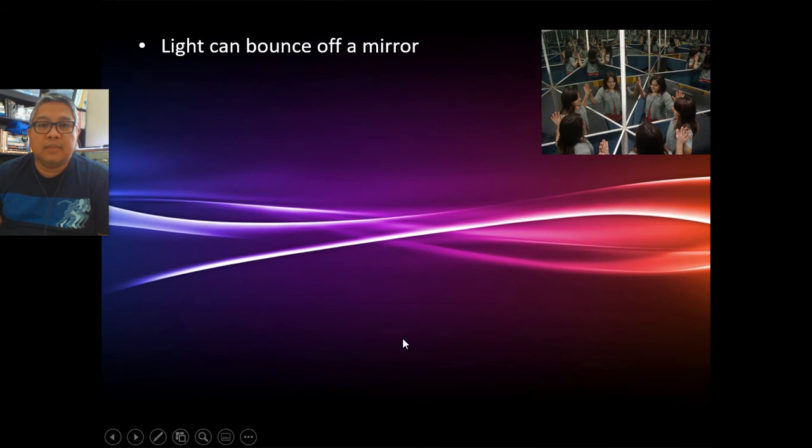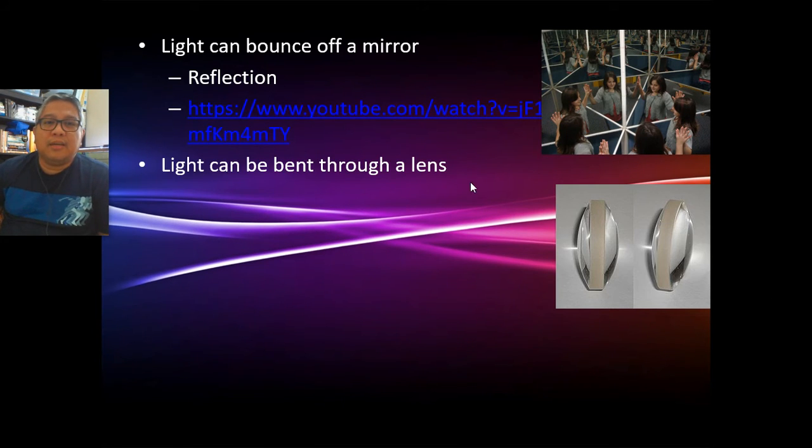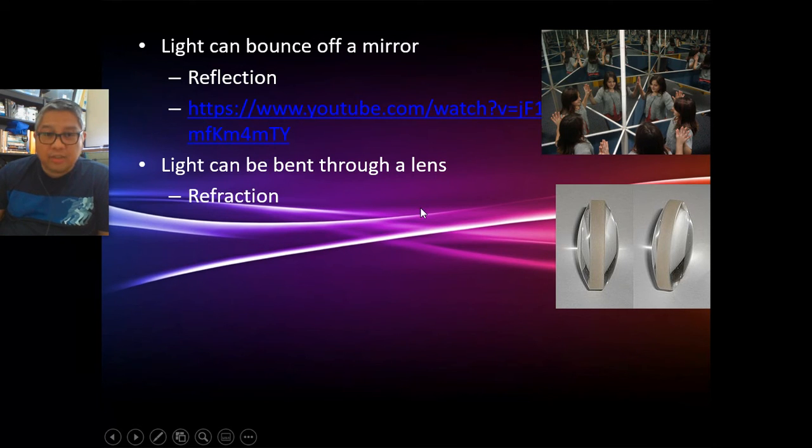So light can bounce off a mirror. You know that already. If you go to telesparks, you will see a lot of activities that you can do related to reflection. Light can bounce off a mirror, and we call that reflection. It can bend through a lens, and we call it refraction.